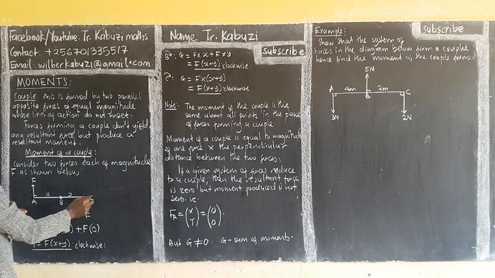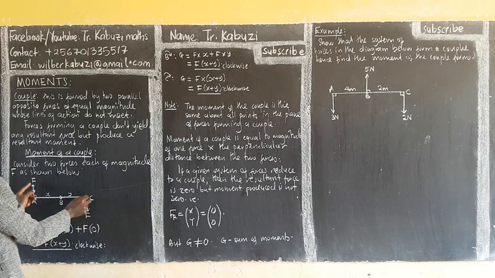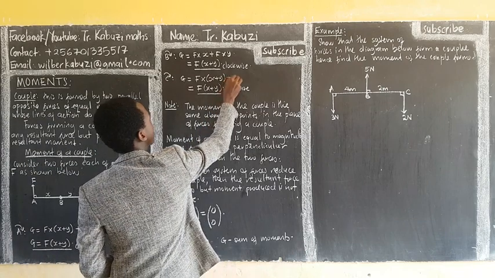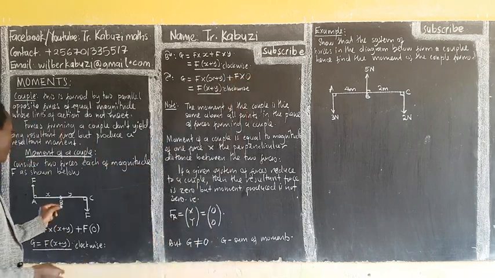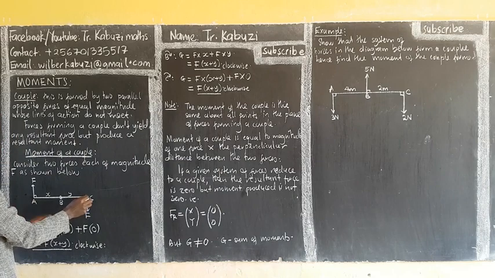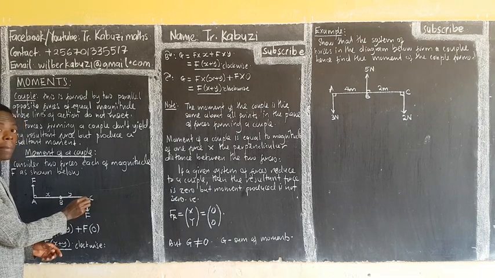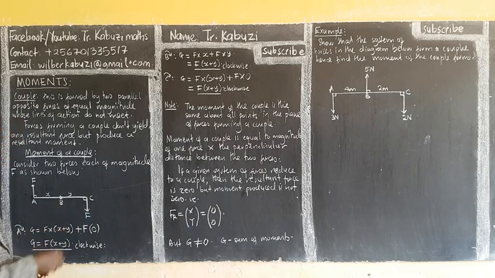When I take moments about C, I'm going to have F with a perpendicular distance of x plus y, so I get F times (x plus y), then plus the other F times 0. I get zero there because, when I consider this force here, the point where we're taking moments lies right on this force's line of action. So there's no perpendicular distance; the perpendicular distance is 0, as we saw. So that's what we have there.